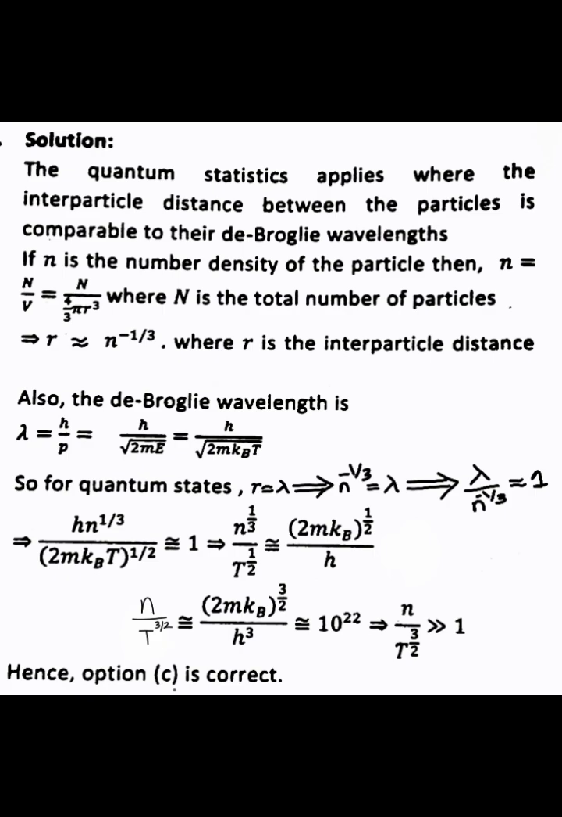That is, n raised to 1 by 3 divided by T raised to 1 by 2 is approximately equal to 2mk the whole raised to 1 by 2 divided by h. This implies n divided by T raised to 3 by 2 is approximately equal to 2mk the whole raised to 3 by 2 by h cube. So this is approximately equal to 10 power 22. This implies n divided by T raised to 3 by 2 is greater than 1. So the option C is the correct answer.